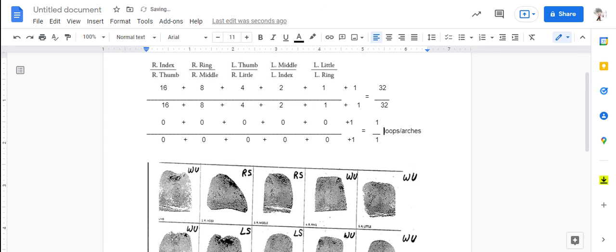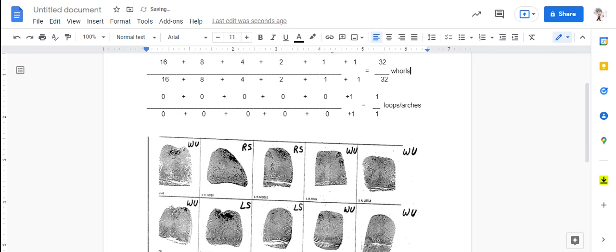I'm going to put this somewhere else. So, okay, and then we'll do that. And then this one would be whorls. So all whorls up there, all loops there.